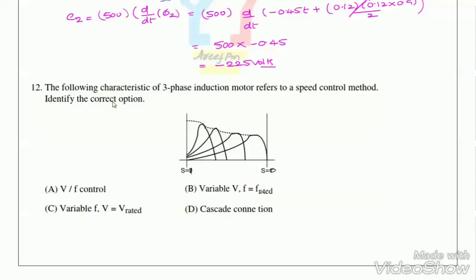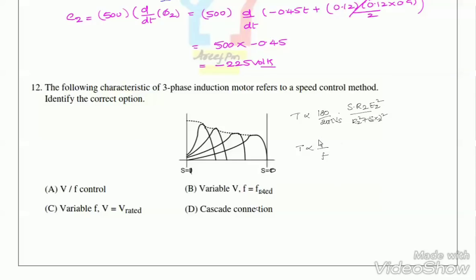Identify the correct option. In that one, V by F control, and variable V and F is F rated, variable F and V is V rated, and cascaded connection. Okay, and here we will see the basic formula. So T is proportional to 180 by 2 pi ns into slip into R2 into E2 square divided by R2 square plus S into X2 whole square. Generally, from this formula, what you can write is torque is proportional to 1 by F.